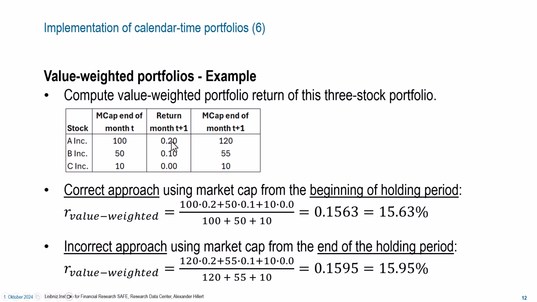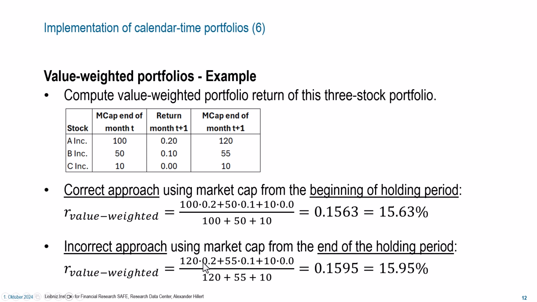Now an alternative would be, okay, we take the returns of month T plus 1, then it seems logical to take also the market cap of month T plus 1, because it looks consistent. So let's do a little exercise. Let's assume we had 120 invested in stock A, and at the end of month T plus 1 we have the 120 in stock A.